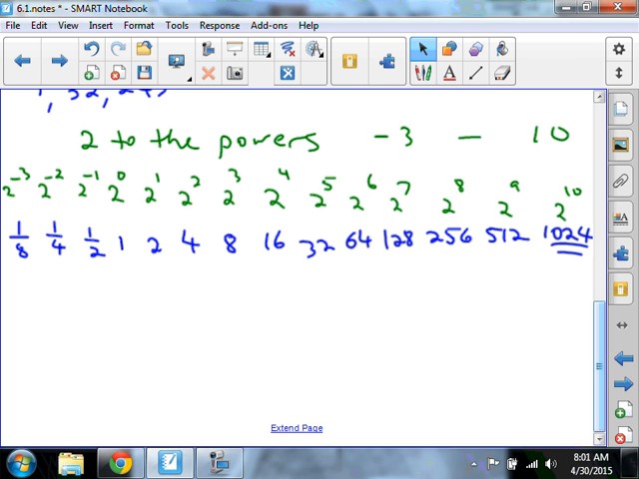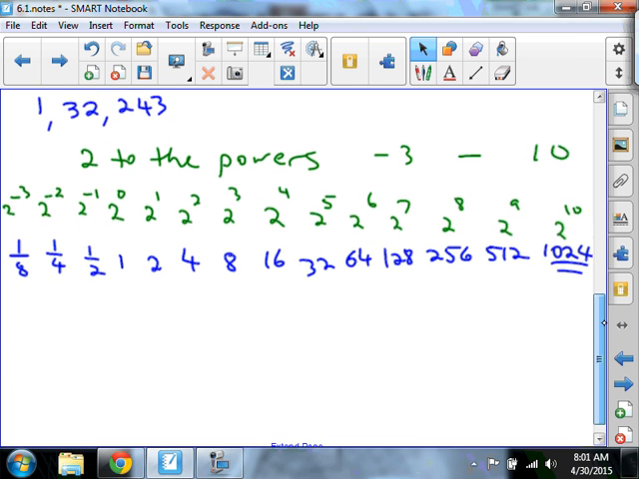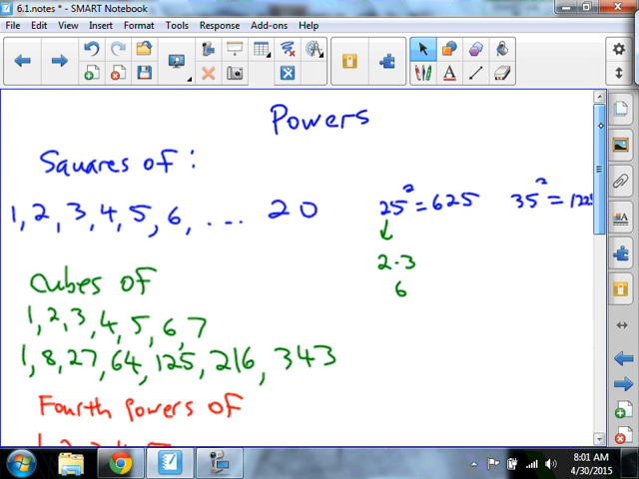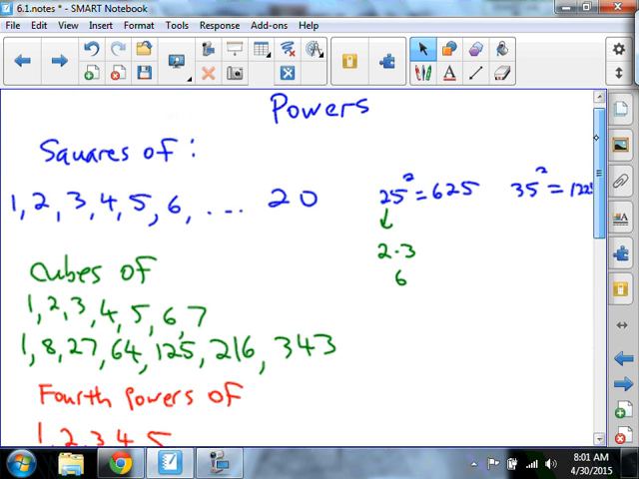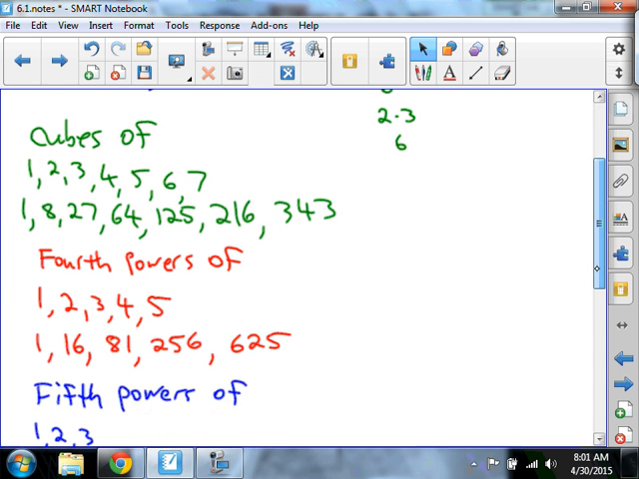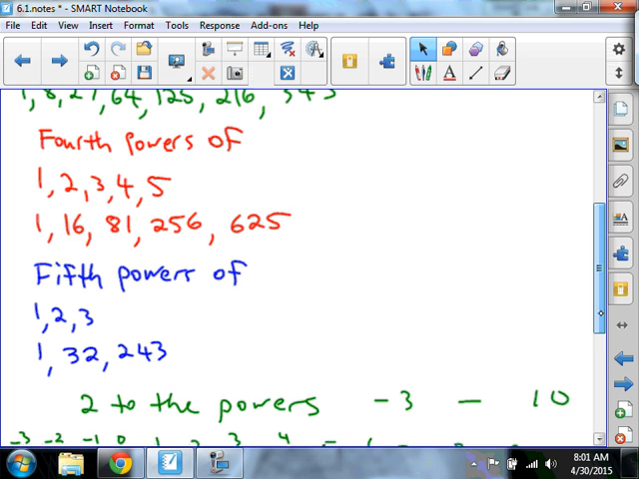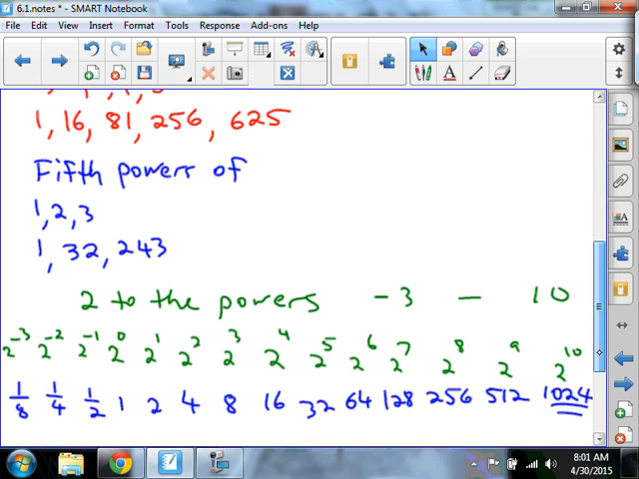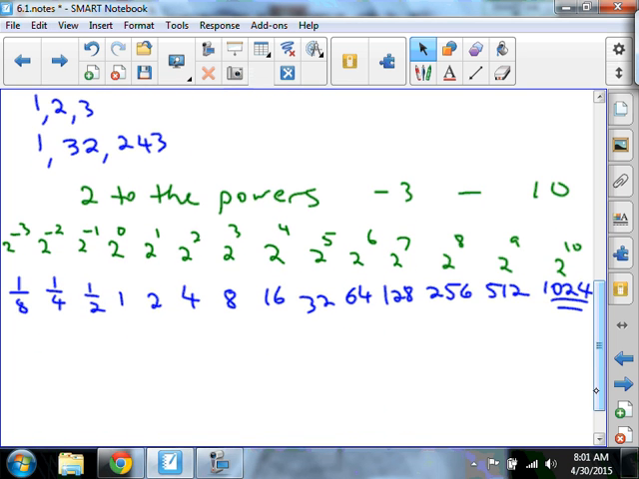So sometime next week you will be given a test. It will go in the grade book as a test. So you're going to need to know all 20 perfect squares, how to square something that ends in a 5, the cubes of 1 through 7, the fourth powers of 1 through 5, fifth powers of 1 through 3, and 2 to all those powers.